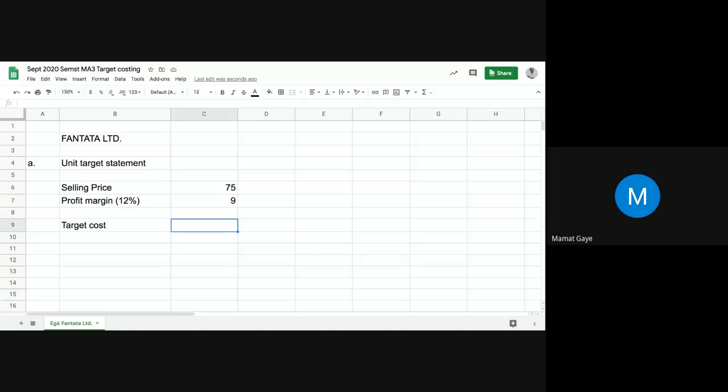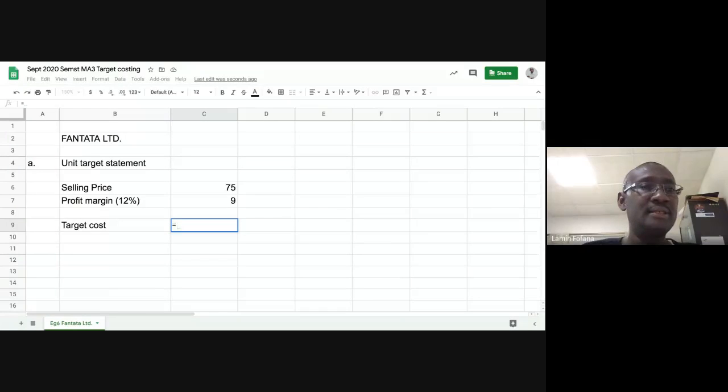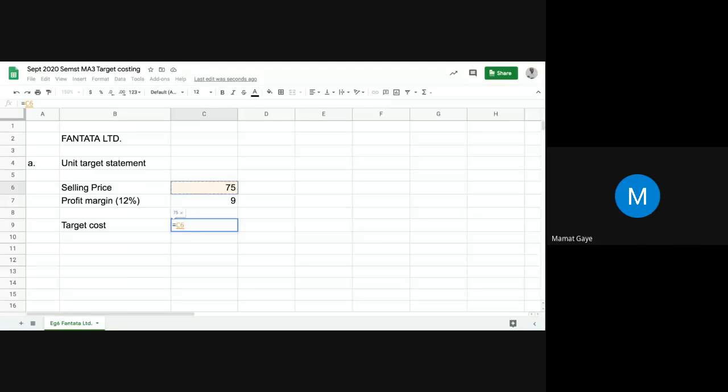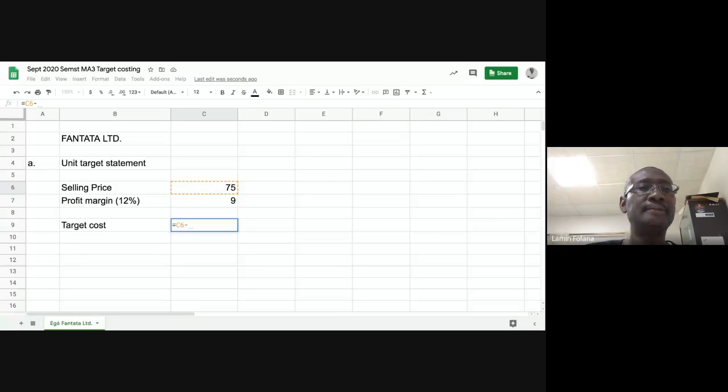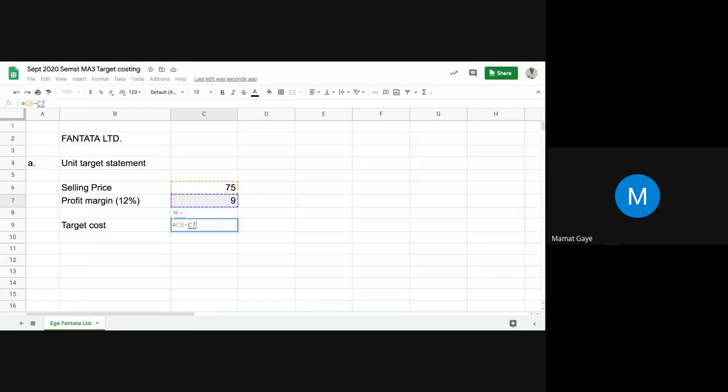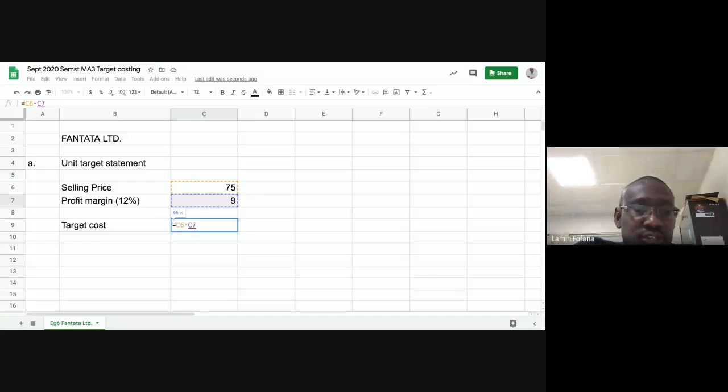Equals C6. Yes, C6. Minus. C7. C7, excellent. So you can either type C6 minus C7, or when you say equals, click on C6 and you type minus, and then you click on C7. You have to note the minus key is the same key that has got a dash. If you press the key together with a shift, it gives you a dash. If you press the key without a shift, it gives you minus. So take note of it. And minus is different from dash.